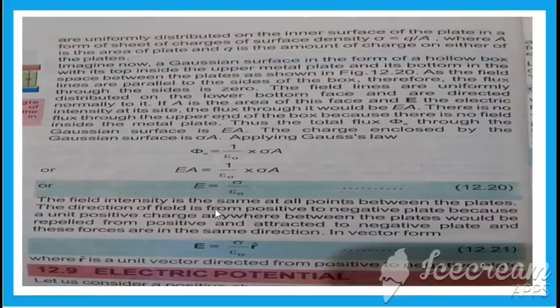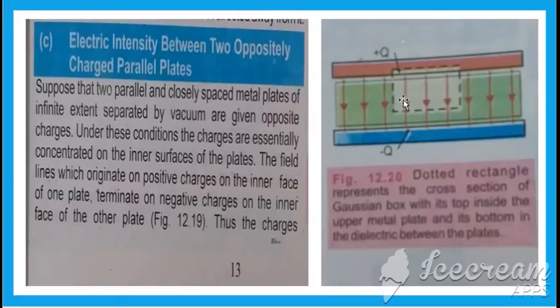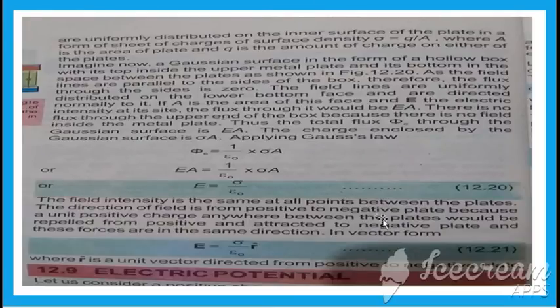Further, the direction of the field is from the positive to the negative plate because a unit positive charge anywhere between the plates would be repelled by the positive plate and directed towards the negative plate, and these forces are in the same direction. So in vector form, E is equal to sigma over epsilon naught times r, where r is the unit vector directed from the positive to the negative plate. This is all about today's topic.